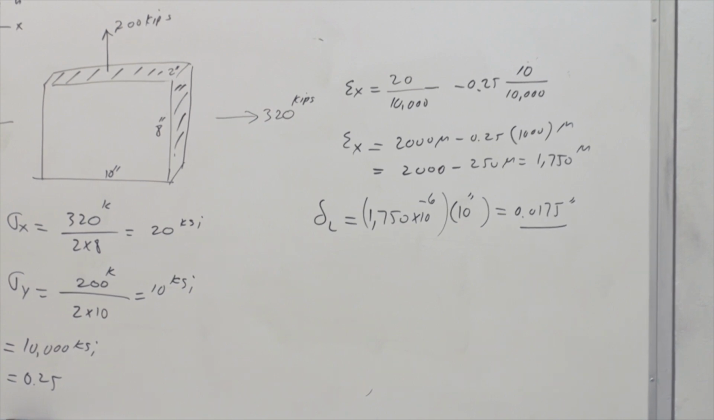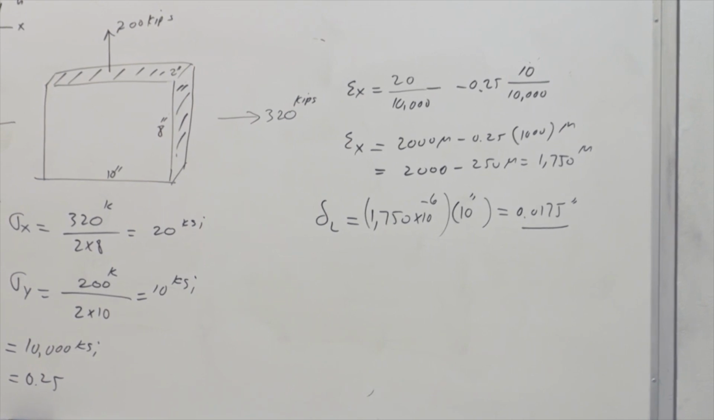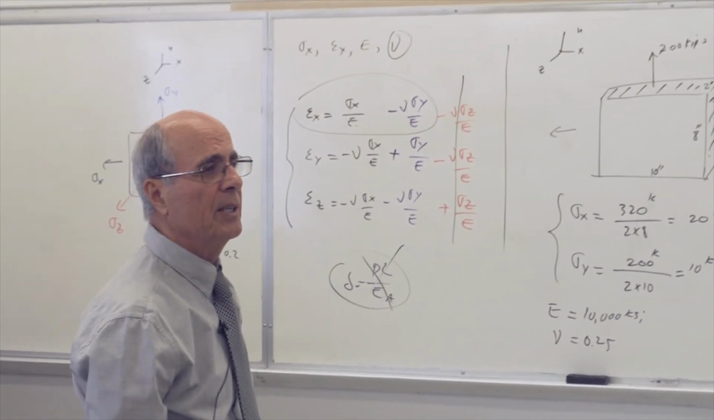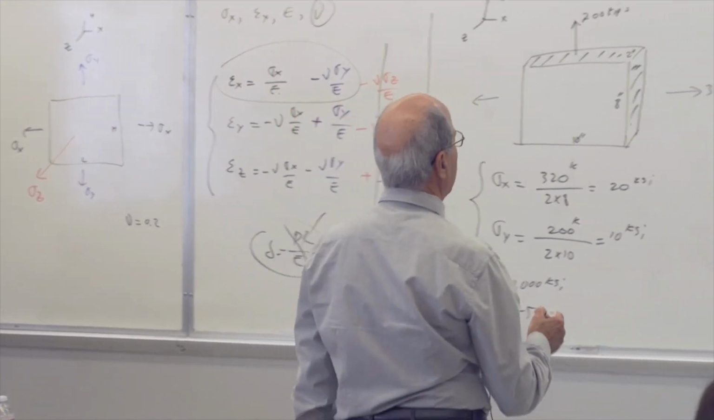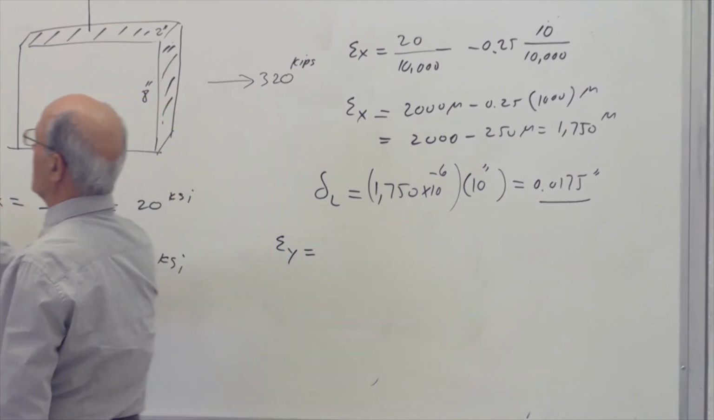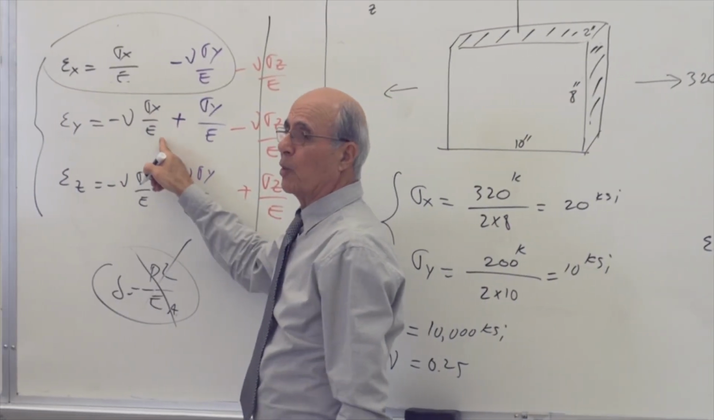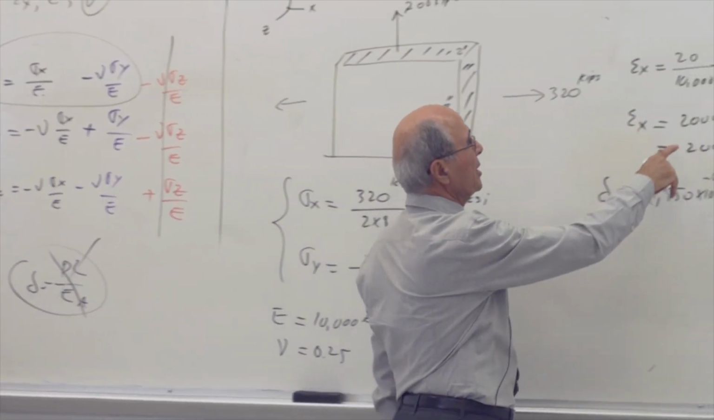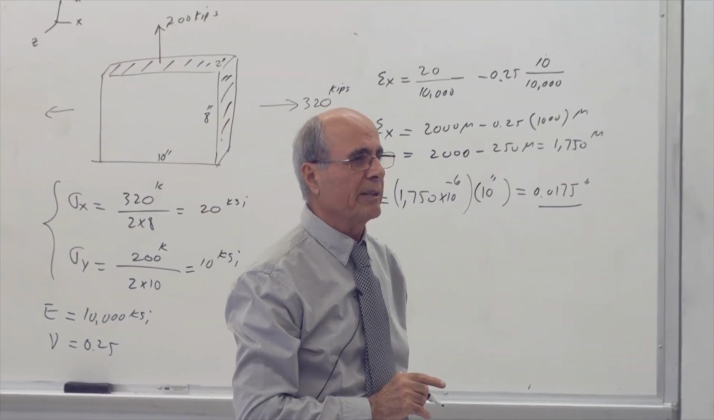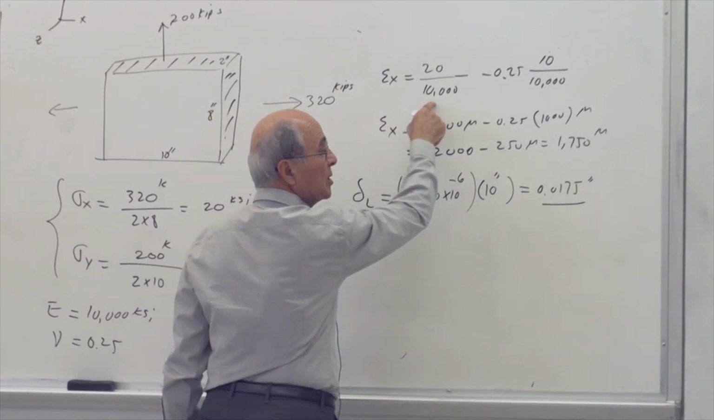Now, can I calculate the change in the y direction? Yes, I can. So this time I have to calculate epsilon y. Again, remember, you cannot use PL over EA because there are two actions there. Is that understood? Yes? Epsilon y, now this time look what it is. It is minus nu sigma x over E. Sigma x over E is 2000. Yes or no? Correct?